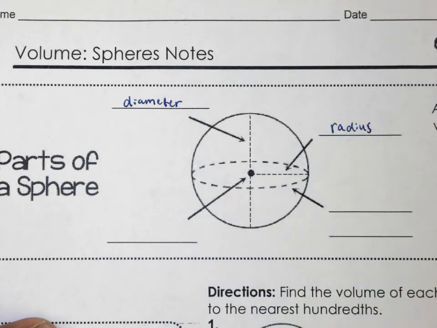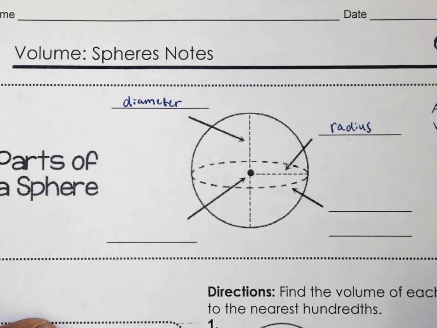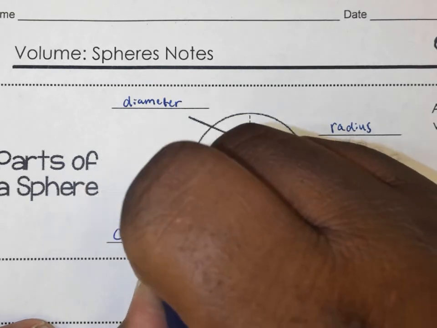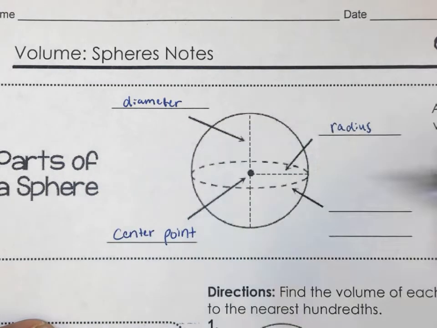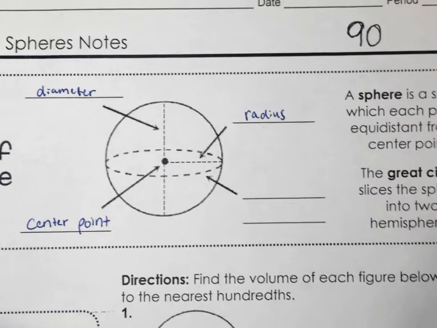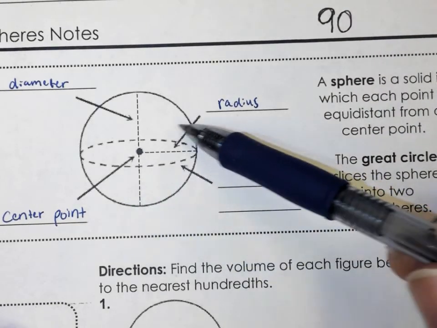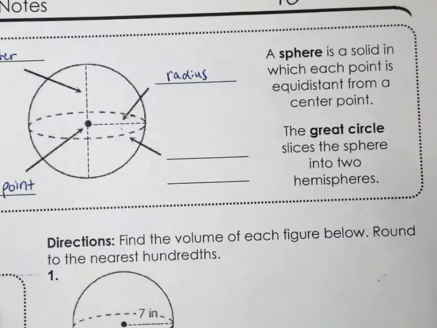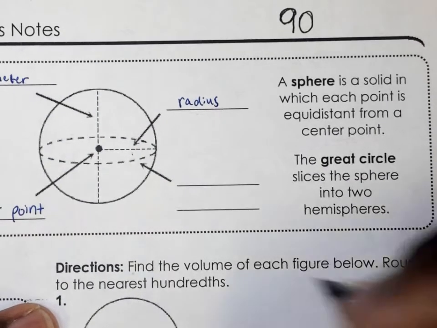Bottom left arrow is pointing at that center point. That's exactly what we call it, center point of the sphere, or center. We'll call it center too. Last thing, this last bottom right arrow is pointing at this belt going around the sphere. This is what we call the great circle.